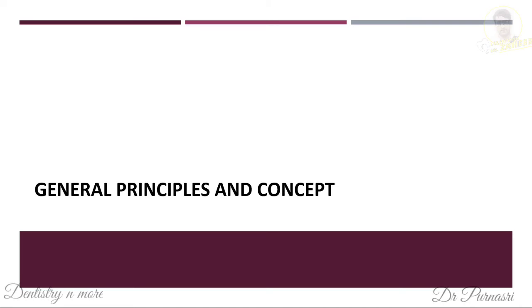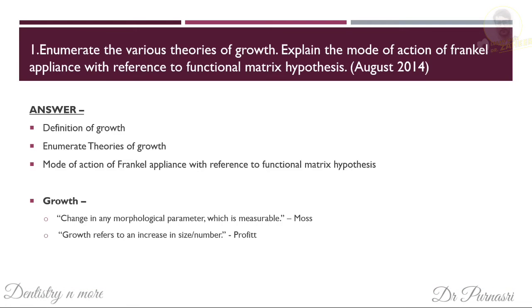The first topic, general principles and concepts. So we'll start discussing the long essays followed by short essays and the short notes. The first question is enumerate various theories of growth. Explain the mode of action of Frankel appliance with reference to functional matrix hypothesis. So your answer will consist of firstly definition of growth, then followed by enumerate various theories of growth. So you enumerate them. Then the mode of action of Frankel appliance with reference to functional matrix hypothesis.